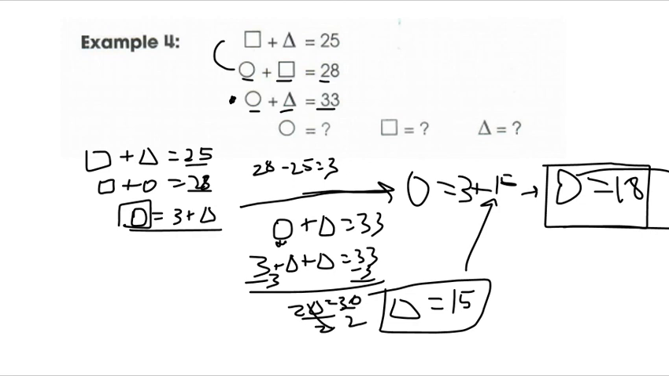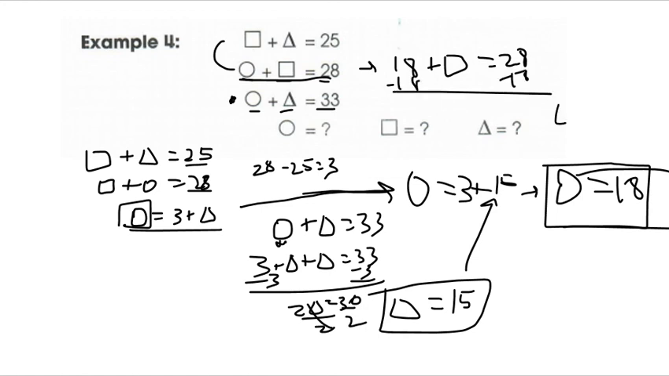And now let's look at this equation. So we have circle plus square equals 28, and we know that circle is 18, plus square equals 28. Subtract 18, subtract 18, and then that equals out evenly to square equals 10. Okay, and now you know how to solve by comparison.